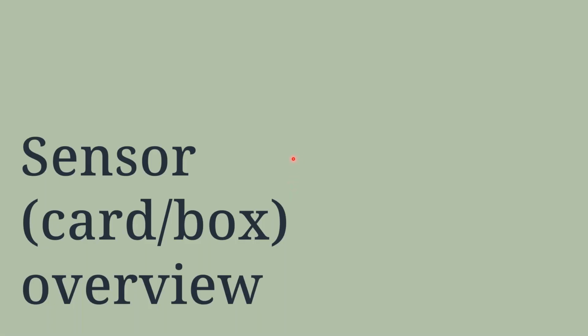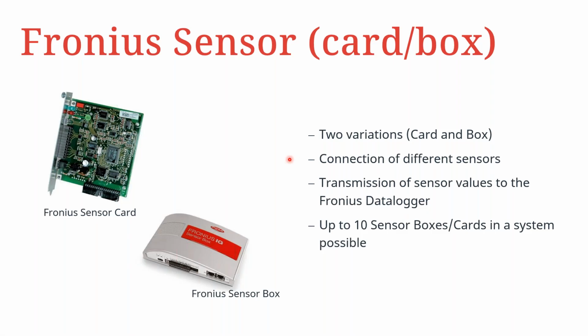Having said that, let's have a look at the sensor card or box overviews. As mentioned, we have two variations of the sensor integration. This can be done either as a sensor card, as we can see here to the left top, or it can also be done as a Fronius sensor box. You have the possibility to connect any of these different types of sensors, and the transmission of the data, once it is converted appropriately within the sensor card or sensor box, is then sent to the Fronius Data Manager, which then forwards the information to Fronius SolarWeb for visualization and monitoring.